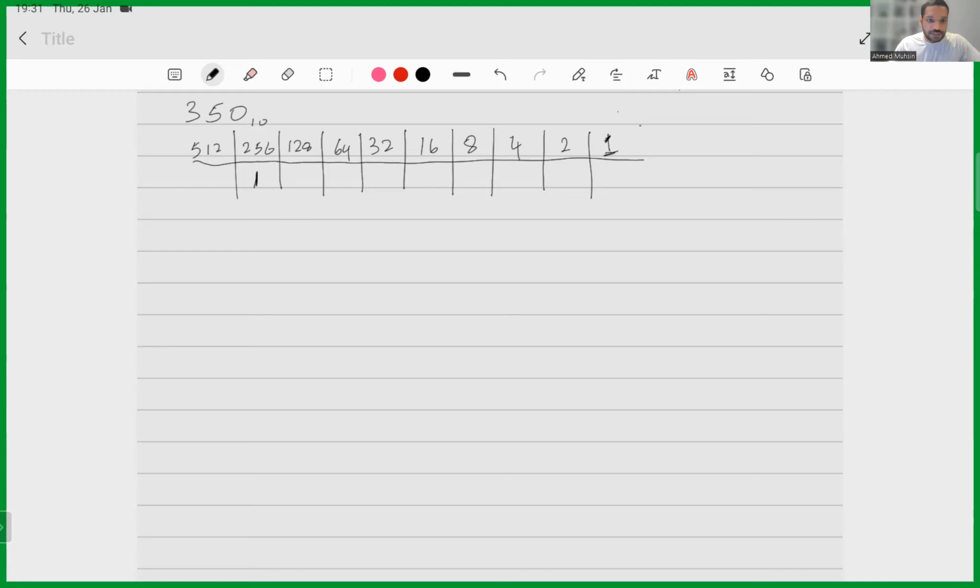Moving on to the next part. So we have 350. Now what we have to do is take 350 minus 256 because 256 has been taken. So 350 minus 256, you would get 94. So the value that you have remaining is 94.